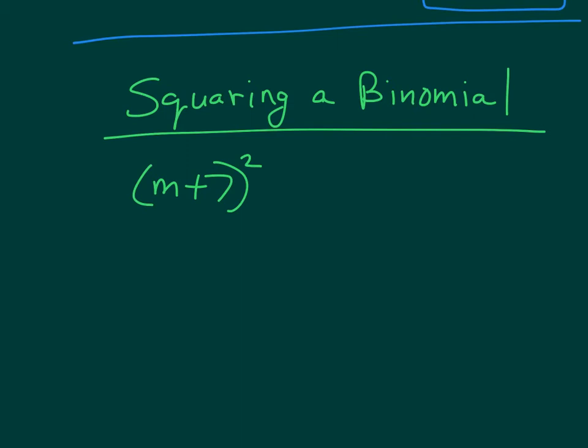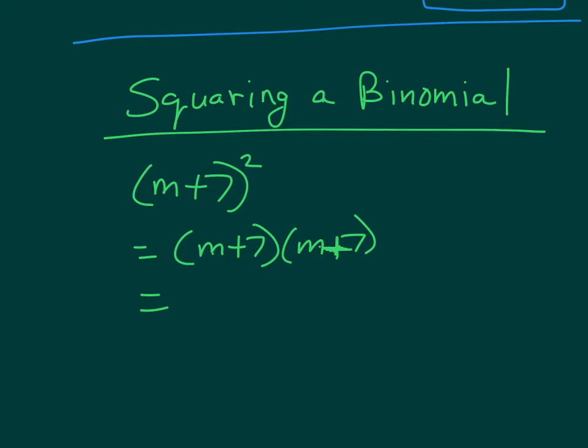Now, if we were working this problem the old-fashioned way, the only way we have to do this right now would be to actually take m plus 7 times m plus 7. I mean, that is what it means to square m plus 7, right? Take it times itself. Let's see what happens there.